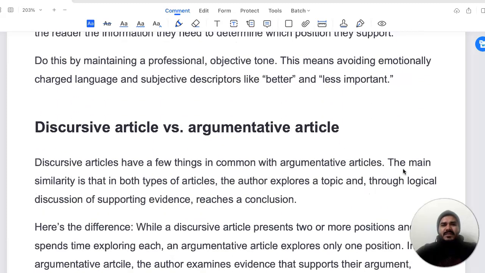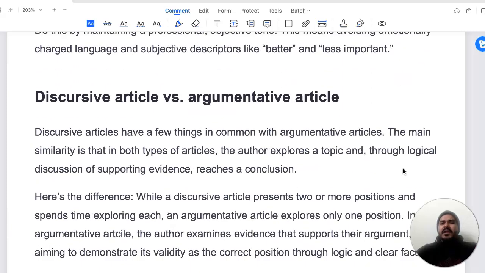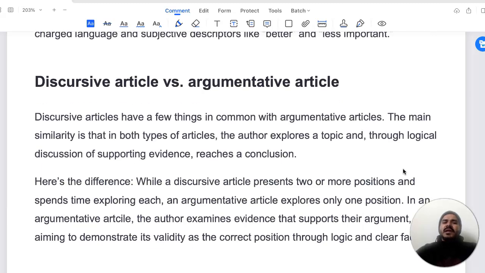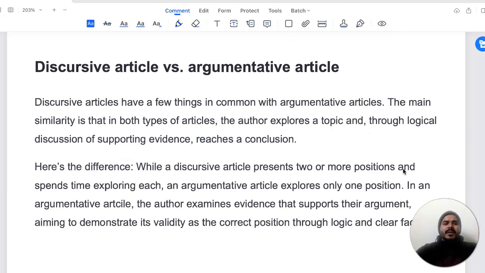What's the difference between discursive and argumentative article? We have already discussed that. A discursive article explores both sides of the argument, while an argumentative article just talks about one side of the argument.